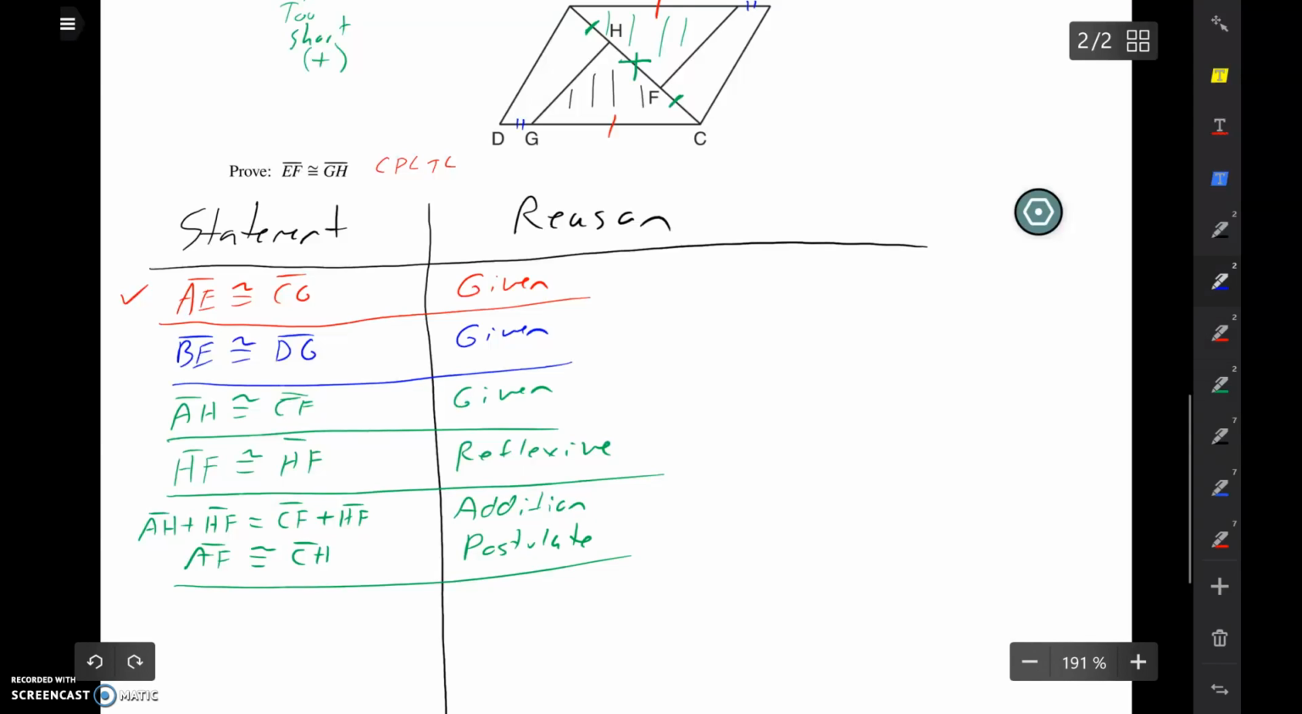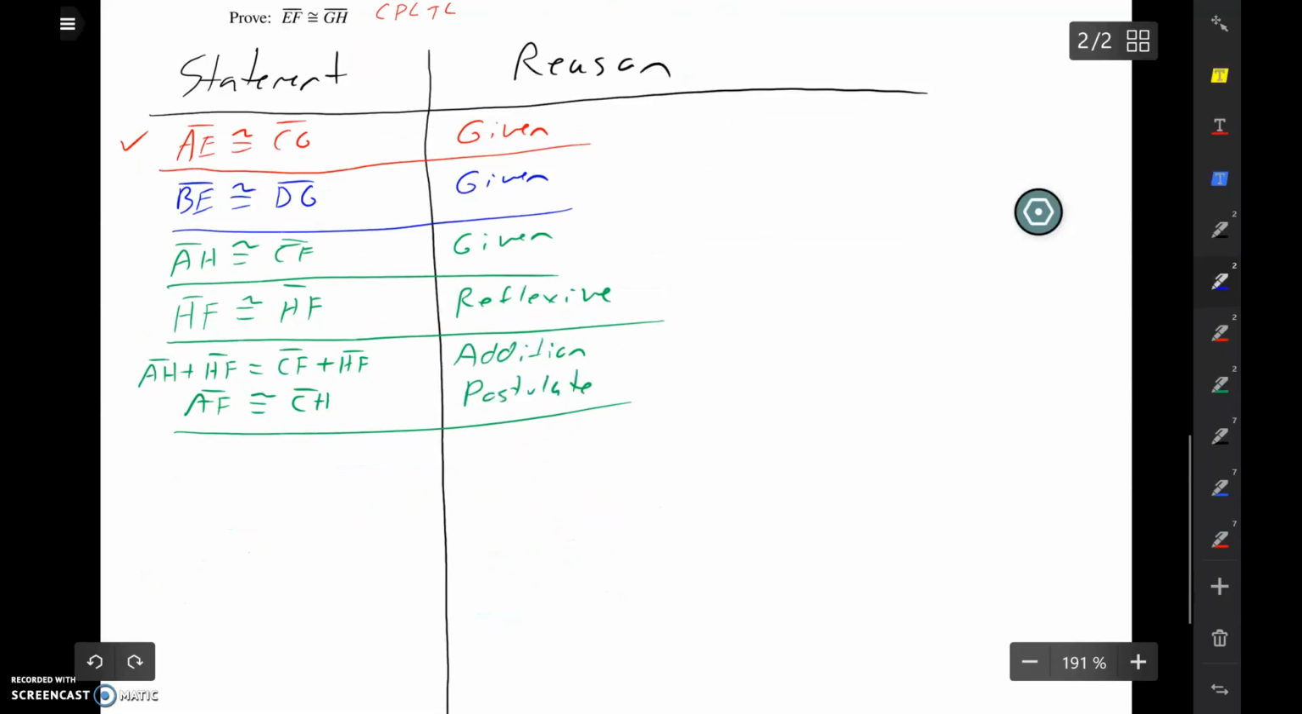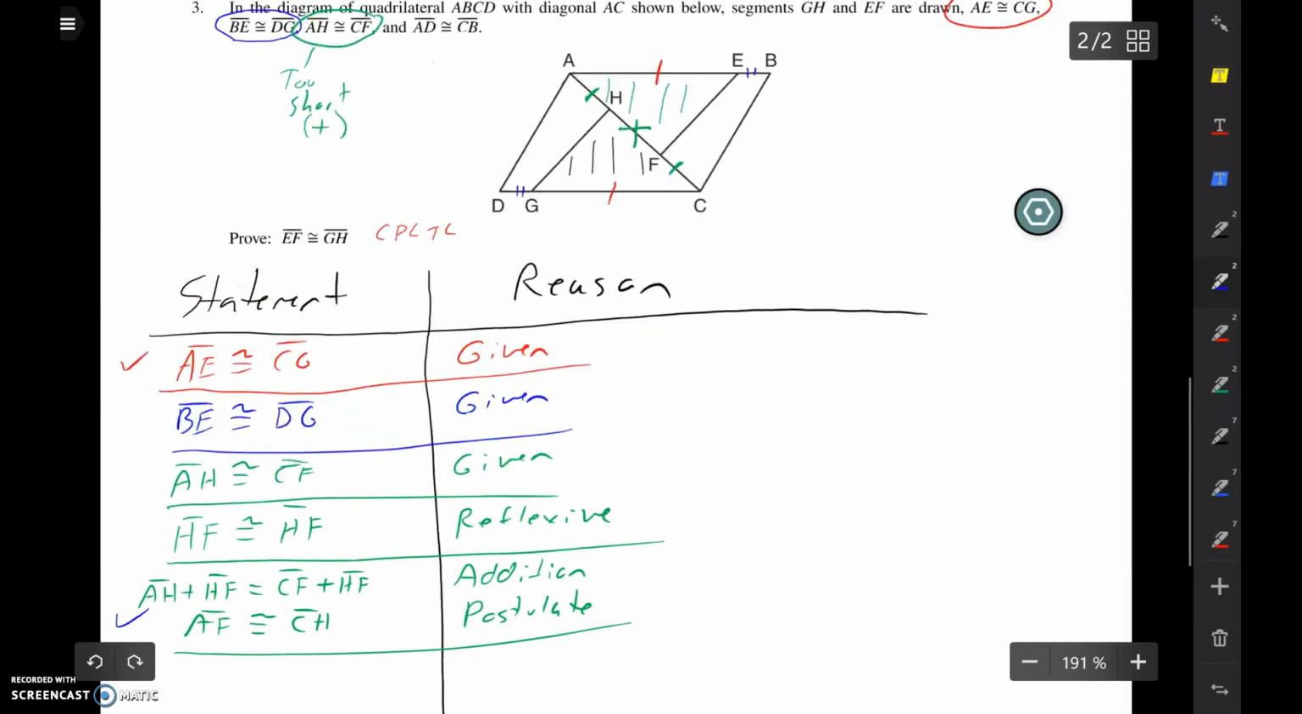Okay. And it always kind of works out that the things usually are on top of each other. So it's this plus this equals this plus this. But really you can see it on the image here that I'm adding these two together to get the whole side. I'm adding these together to get that whole side. And when you're adding, you always end up dropping the common letter. So I drop the common H. I drop the common F. So that's the addition postulate, and that's another side congruence.